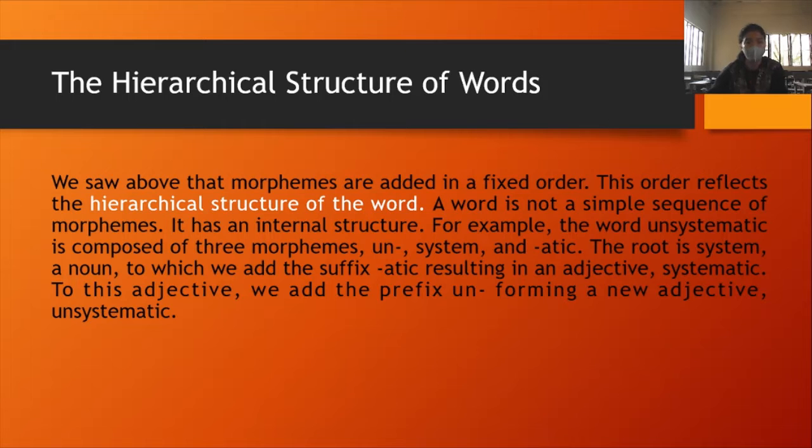We saw above that morphemes are added in a fixed order. This order reflects the hierarchical structure of the word. A word is not a simple sequence of morphemes. It has an internal structure. For example, the word unsystematic is composed of three morphemes: un, system, and atic. The root is system, a noun to which we add the suffix atic, resulting in an adjective, systematic. To this adjective, we add the prefix un, forming a new adjective, unsystematic.